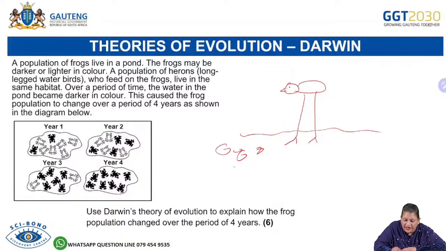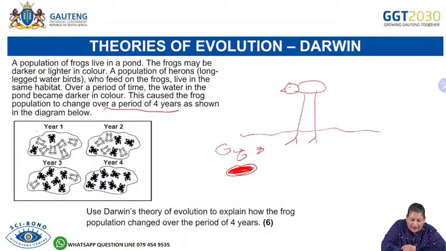So over time, if the water became darker, if the water became dark and also there's dark colored frogs in the water, what's going to happen? Over time, the water in the pond became darker in color. This caused the frog population to change over a period of 4 years. They changed over a period of 4 years.